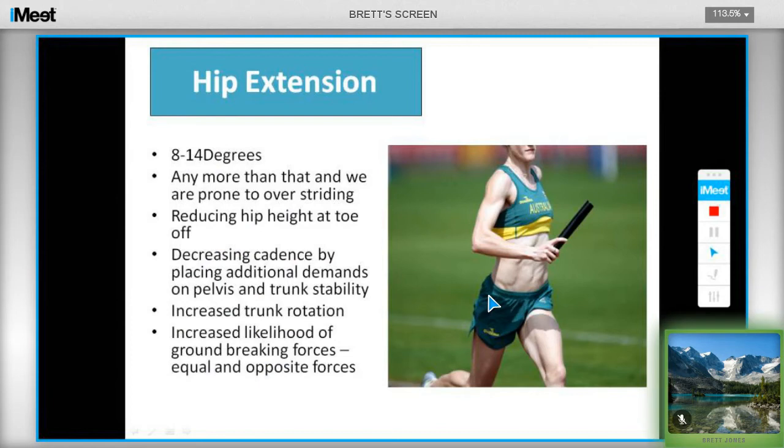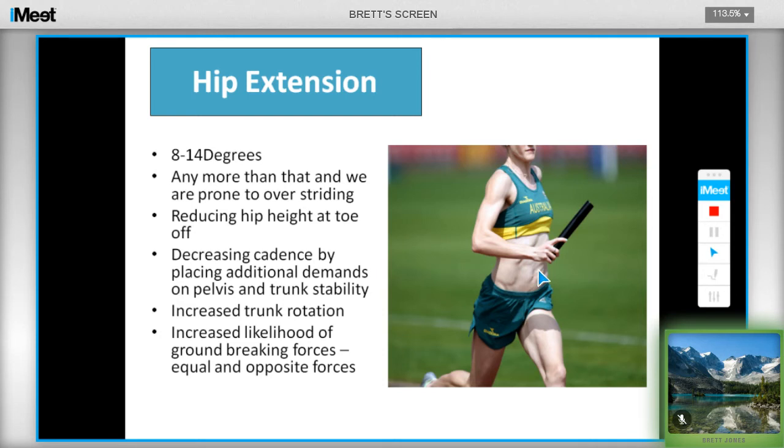Hip extension is another one that people often overemphasize. We really only need 8 to 14 degrees of hip extension. Any more than that, and athletes will try and overstride or overreach or overpush in the running action. So what happens then when we do extend the hip more is we tend to then lower hip height at toe off, okay, because the foot's staying on the ground and travelling further behind us until we get to toe off.